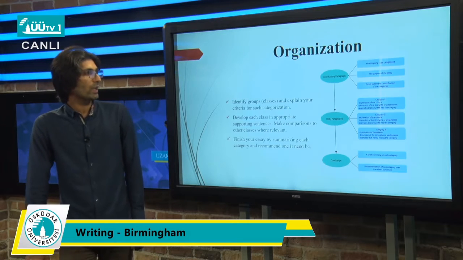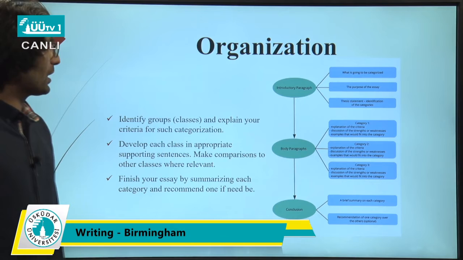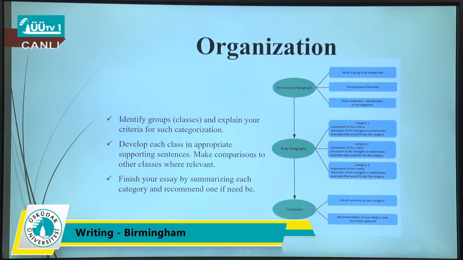So let's go to the organization of our essay. As you know, in a different kind of essay, we normally have 5 paragraphs. First of all, we should identify groups and explain our criteria for organization or categorization. Then we should develop our classes or support them and make comparison if there is. And then we should finish by summarizing. So if you can see here, we have 5 paragraphs. The first one will be the introductory paragraph, or introduction.